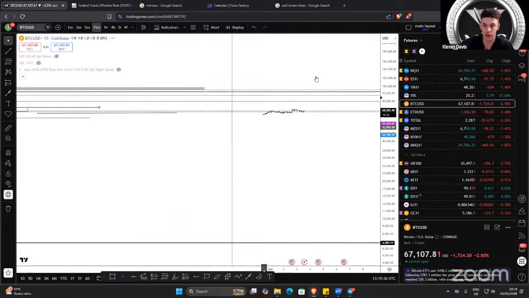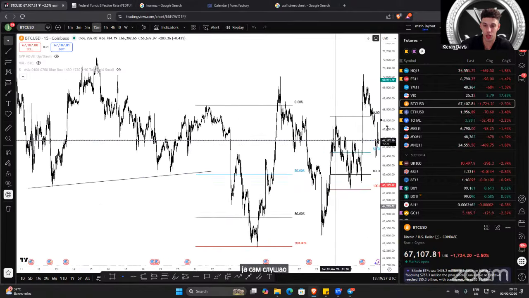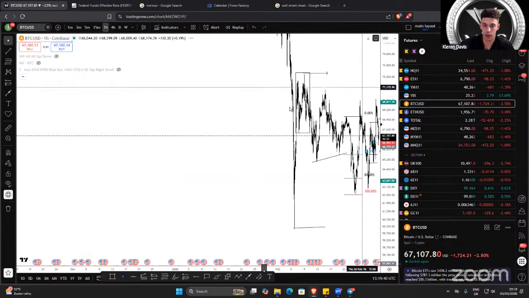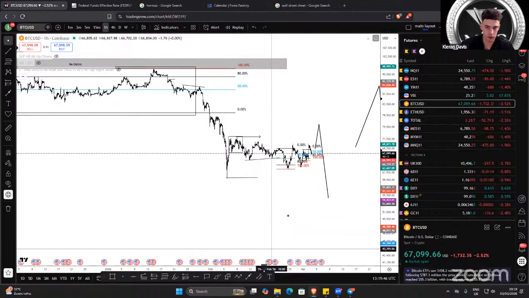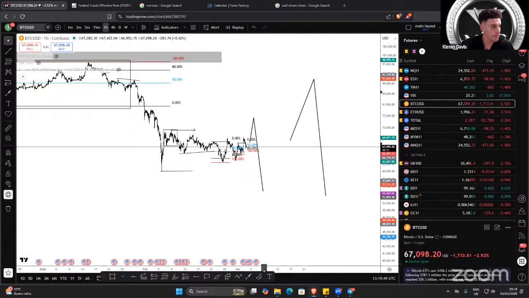So I'm still short on it just for intraday trade, trying to see if we can get some short term. Wait, zoom out a little bit. Some sort of short term rally before we basically go into this bear market. Again, that's what I'm looking for in crypto.